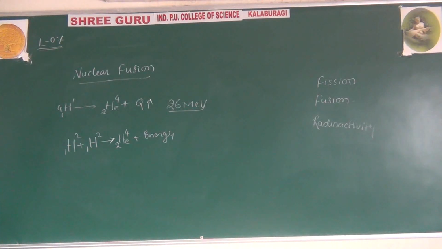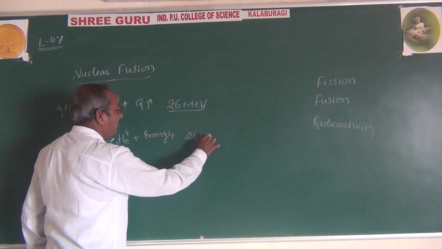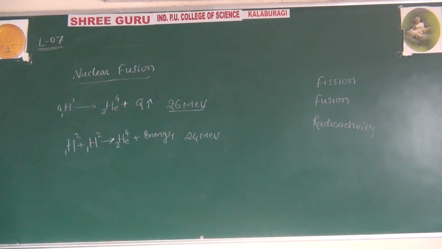Two deuterons combine to form a heavy nucleus, and here energy released is about 24 mega electron volt.